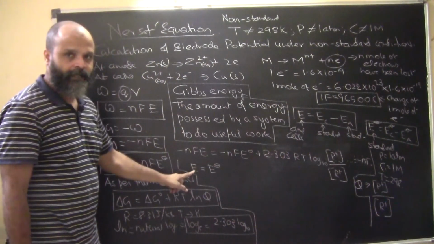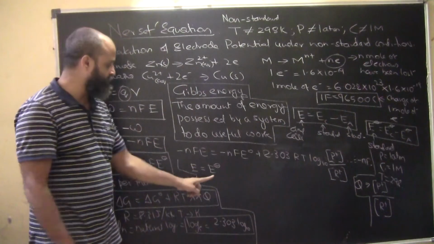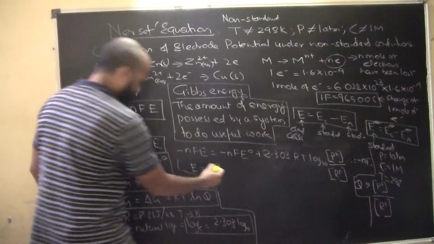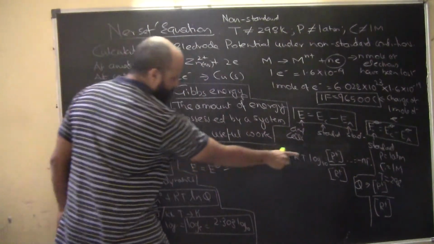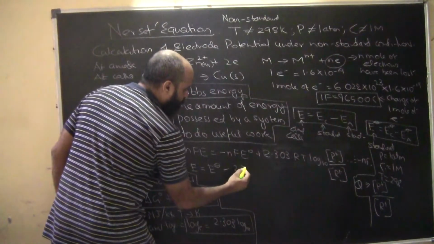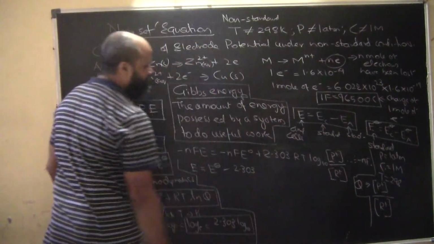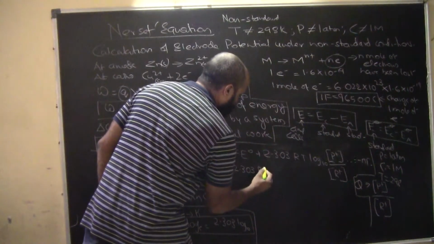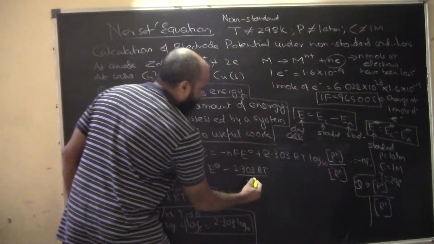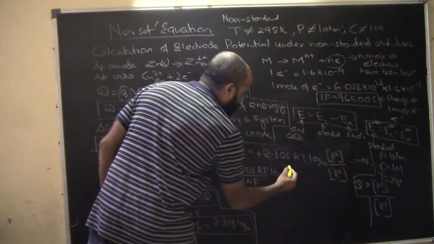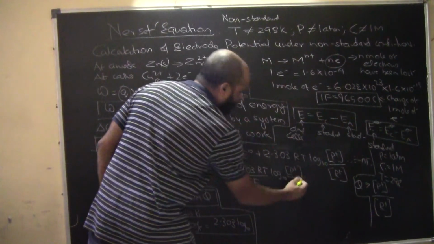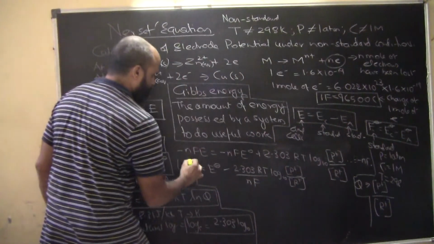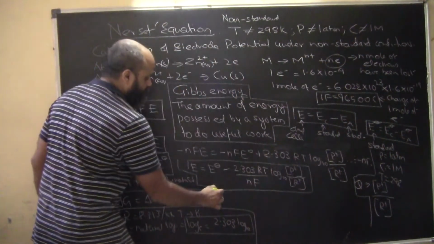This is any EMF under any condition. This is EMF under standard conditions. EMF under any condition, EMF under standard conditions, plus, or rather it will be minus because we are dividing by minus, 2.303. Now we can put RT by NF log 10 of the molar concentration of ions in the product side over the molar concentration of ions in the other side. So this is basically the Nernst equation.